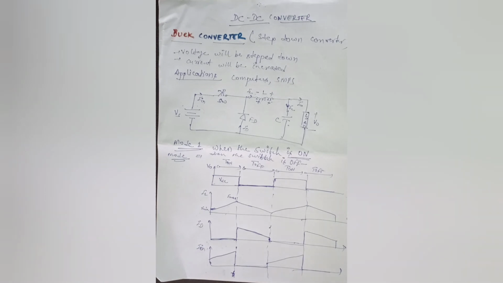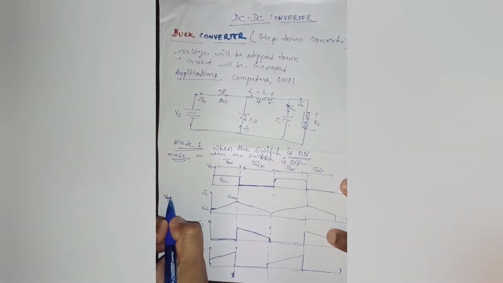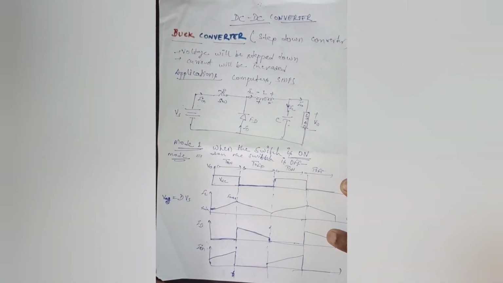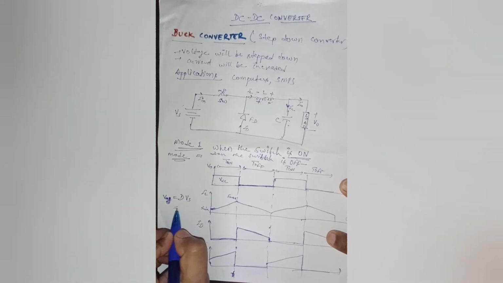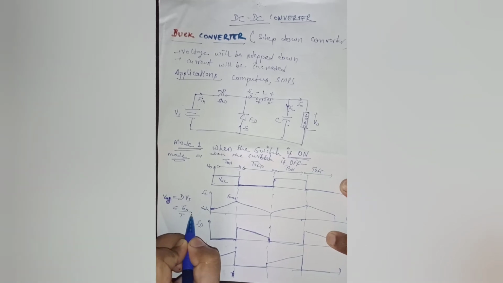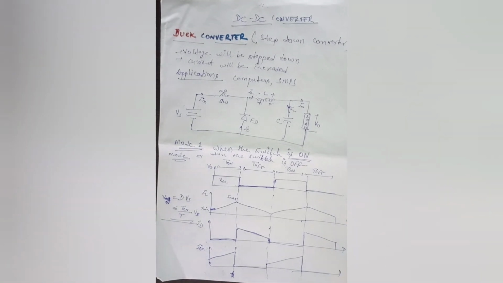Now what will we get? If we calculate the average output voltage, it will be D into Vs. And what is D? D is the duty ratio. Duty ratio is T on upon T, into Vs. So if we calculate this, we get to know that the average output voltage is lesser than the input voltage. Okay, fine. This was the operation of the buck converter or step down converter.